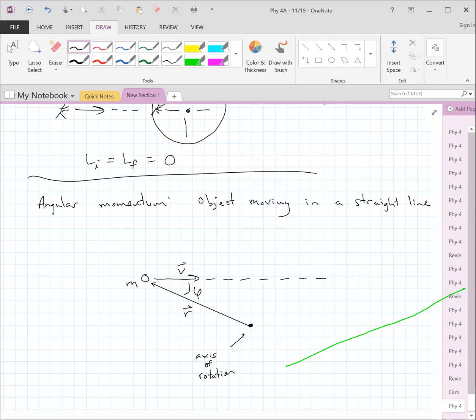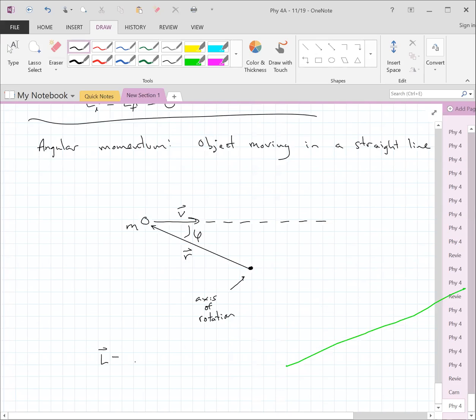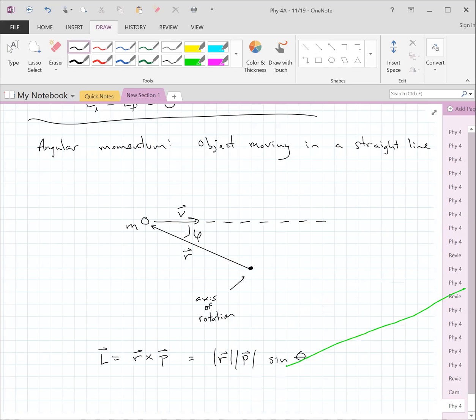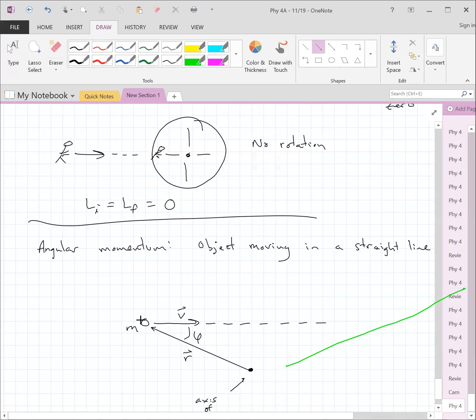And we just saw a formula that said L is equal to R cross P, right? So what does that mean? That means it's the magnitude of R times the magnitude of the momentum times the sine of the angle when you put their tails together. I'll call that theta for now because I haven't drawn these two vectors with their tails together. So if I put the tails together, if I have an R vector that does this, what is it doing?